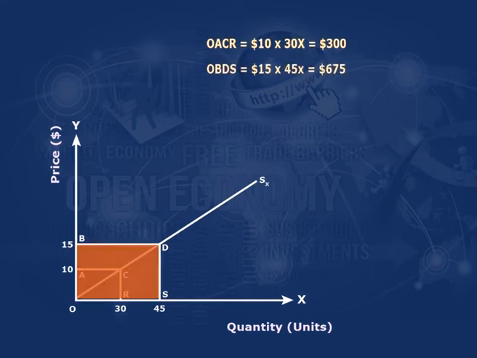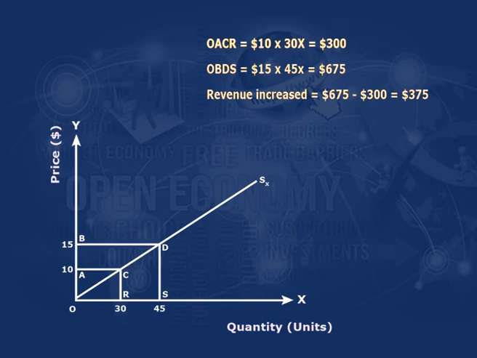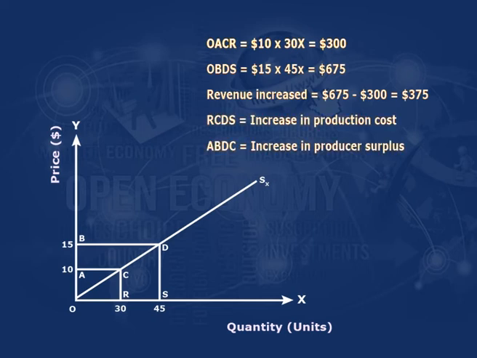They receive OBDS, that is $15 into 45x, that is $675. An increase of revenue by $375 is decomposed in two parts, RCDS and ABDC. RCDS shows the increase in their production cost, whereas ABDC is producer surplus.